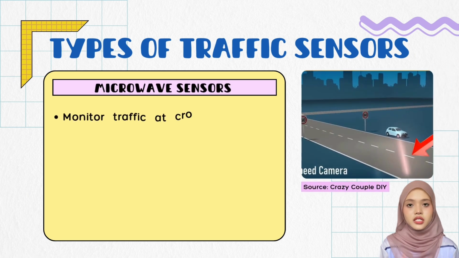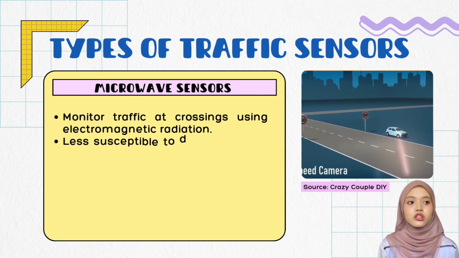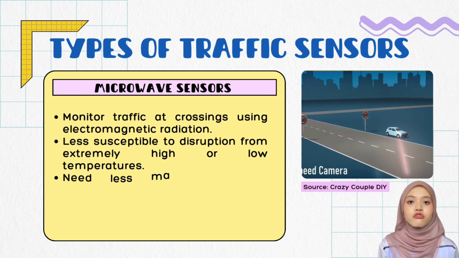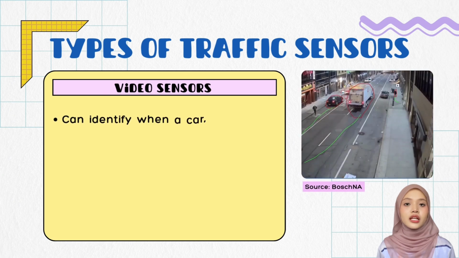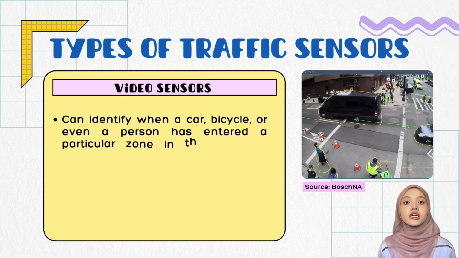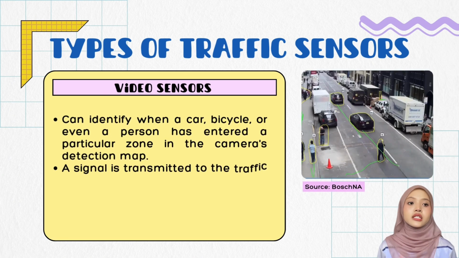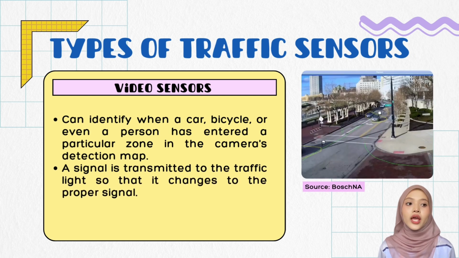Next, microwave sensors use electromagnetic radiation. Microwave technology is less susceptible to disruption from extremely high or low temperatures and needs less maintenance and installation than inductive loop sensors. Lastly, video sensors can identify when a car, a bicycle, and even a person has entered a particular zone in the camera's detection map by combining hardware and software. After that, a signal is transmitted to the traffic light so that it changes to the proper signal.